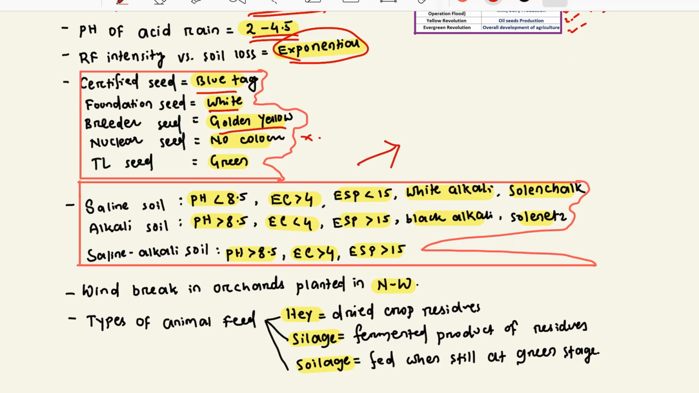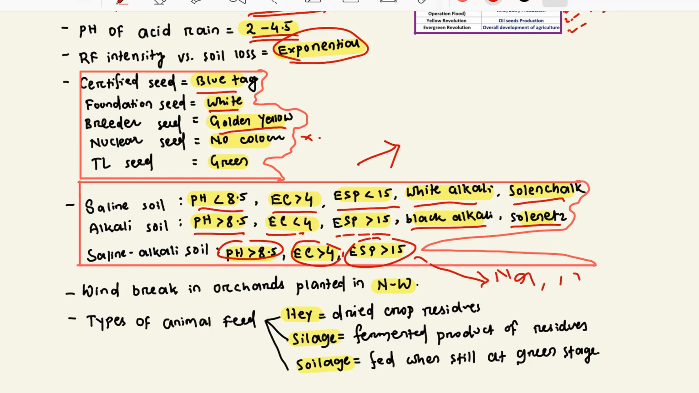Some of the characteristics which are important for general agriculture: in saline soil, the pH is generally less than 8.5, EC greater than 4, ESP less than 15, and that is called white alkali, and in Russian term that is called Solonchak. In alkali soil, the pH is greater than 8.5, EC less than 4, ESP greater than 15, that is called black alkali soil, and the Russian term is Solonetz. The saline soil is called Solonchak and alkali soil is called Solonetz. In saline alkali soil, the pH is greater than 8.5, EC also greater than 4, ESP also greater than 15. Here there is a preponderance of sodium and hydrogen ions both, so that is called saline alkali soil.